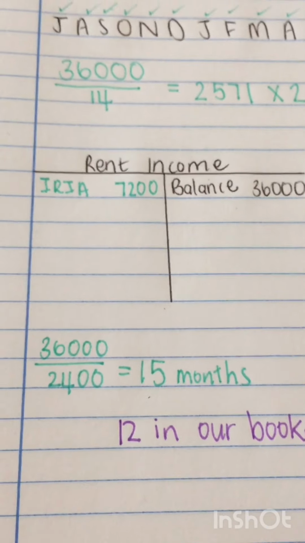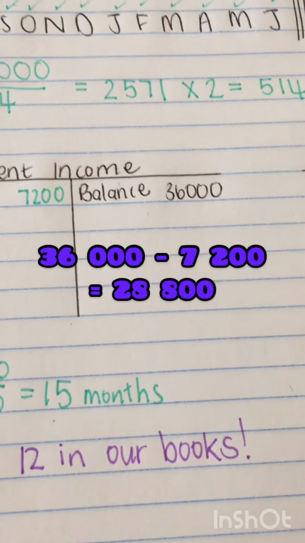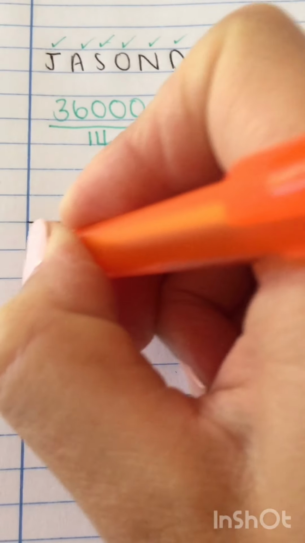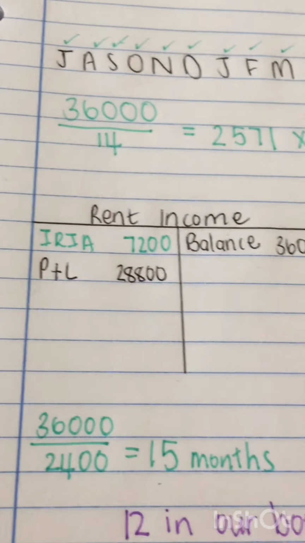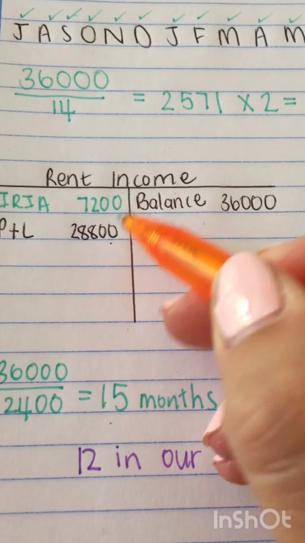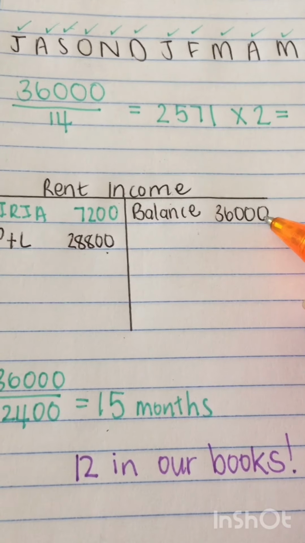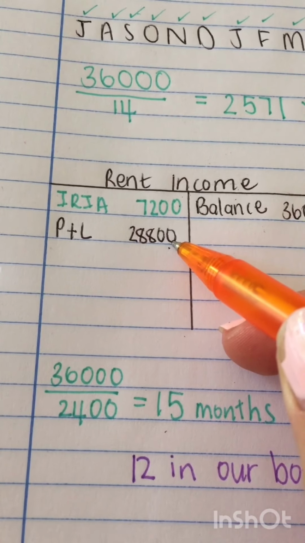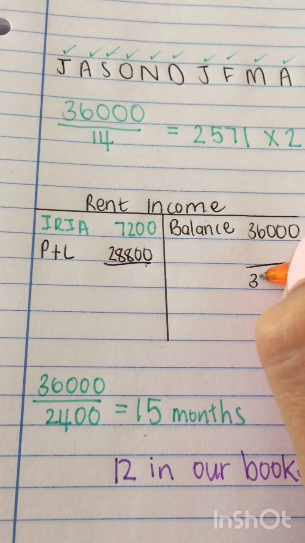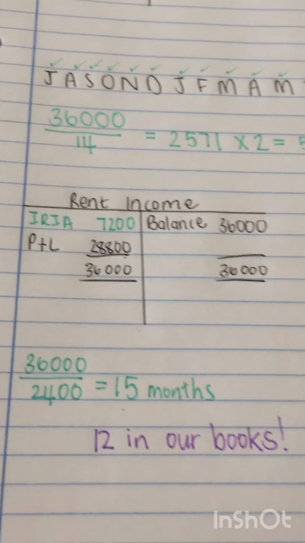And then all I have to do over here is take the 36,000 minus the 7,200, and then I get 28,800. That goes to profit and loss. That is the correct amount for rent. That is 12 months. That's 3 months. Together, that gives me 15. I don't want 15 in my books. I want 12. All I do then is I can just close off the account. 36,000, 36,000, and I'm done.